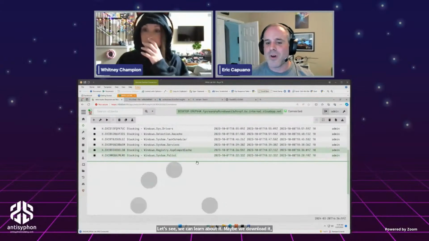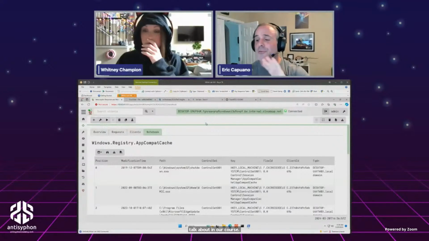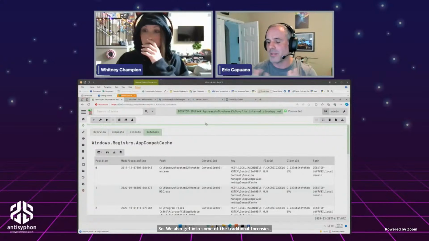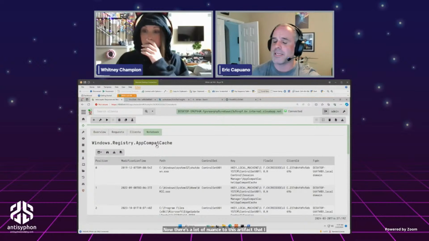But okay, I'm going to move on to another artifact that we talk about in our course. So we also get into some of the traditional forensics artifacts that we can get a lot of important, valuable information from, like evidence of execution artifacts. The app compat cache, also known as the shim cache, is one of those types of artifacts where we can learn about the presence of binaries on a system. Now, there's a lot of nuance to this artifact that I don't have time to really go over, but we talk about it in our training.